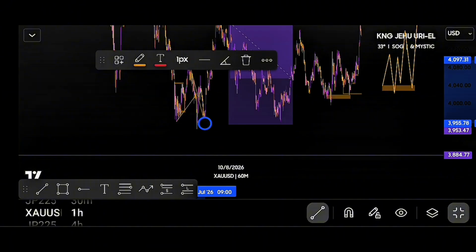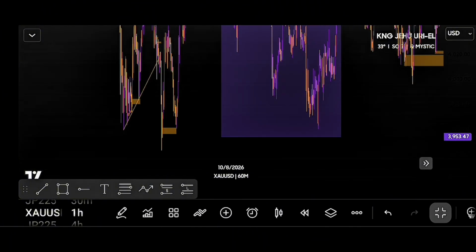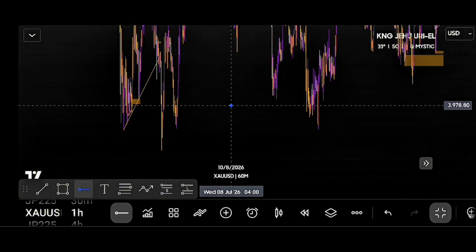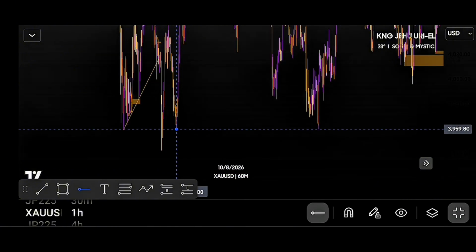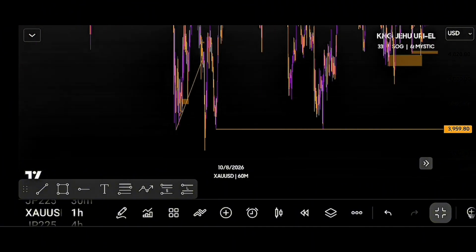Personally, it's just my over feeling myself that made me put my TP somewhere here. But what price did is that price came and took out this low before it left. On TradingView, it does not really show like it took out the low, but price took out this low.